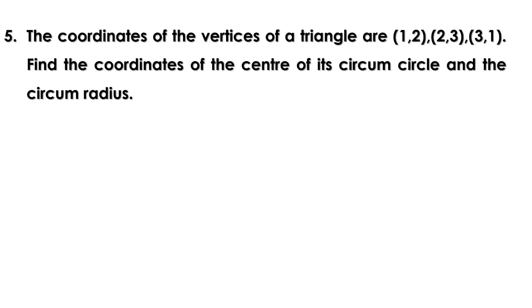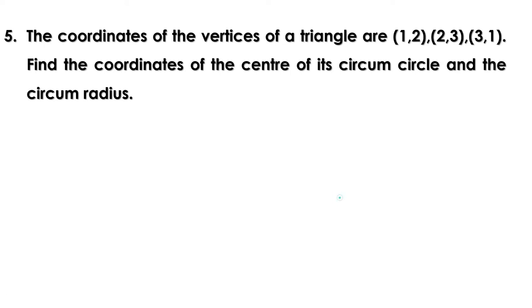Another problem. The coordinates of the vertices of a triangle are 1, 2, 2, 3, 3, 1. Find the coordinates of the center of its circumcircle and the circumradius. There is a triangle with vertices 1, 2, 2, 3 and 3, 1. We have to find the coordinates of its circumcenter. We have to find the circumradius also.